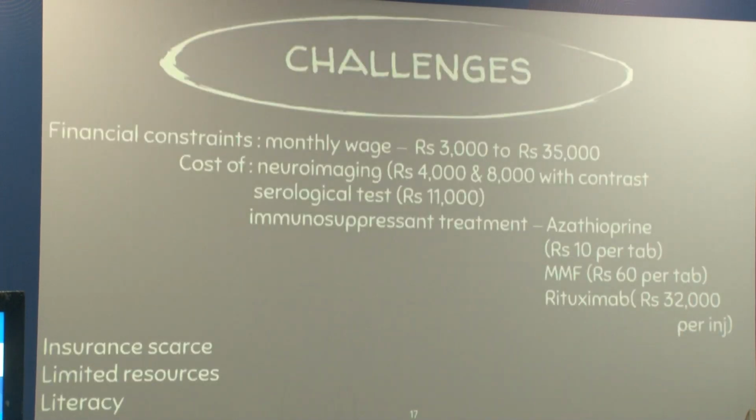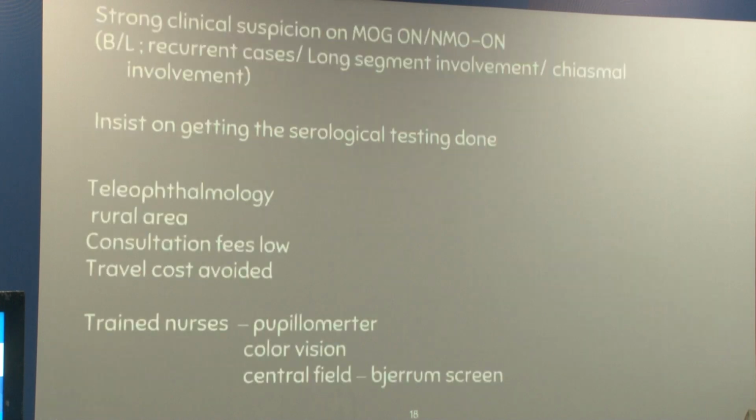The main challenges we faced in optic neuritis treatment are financial constraints, whether it is the neuroimaging rate, serological test, or expensive immunosuppressive treatment. Insurance that covers neurological investigation and treatment is scarce in India, and limited resources and literacy also act as challenges in the treatment of optic neuritis.